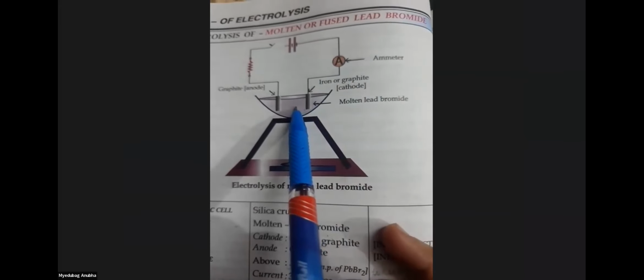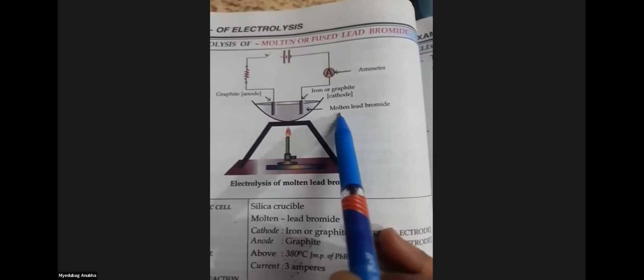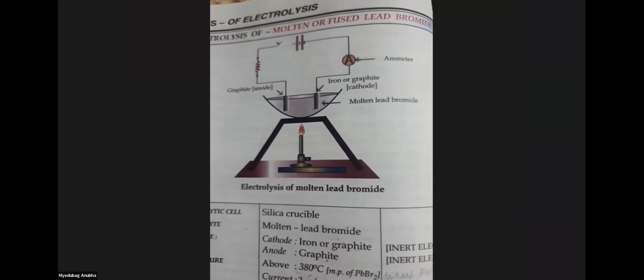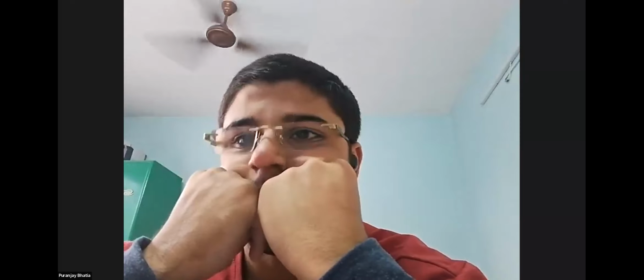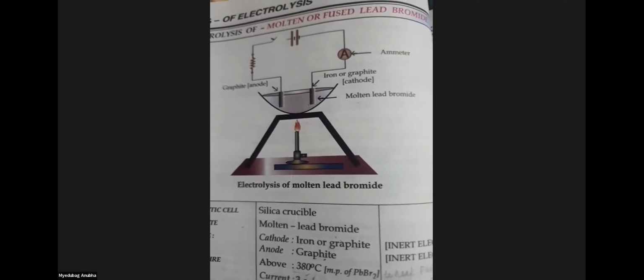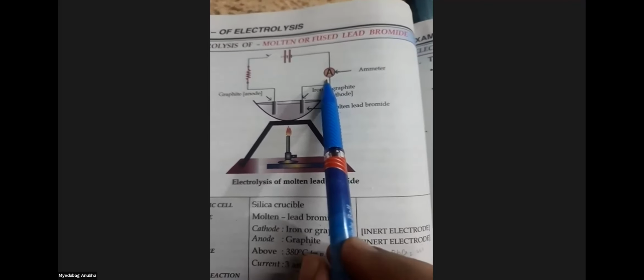Then in the crucible for the electrolyte, we have taken the molten lead bromide. Obviously, we have taken molten because it is going to conduct electricity in the molten state. Then we have connected both the terminals of the electrodes to both the terminals of the battery. The anode is connected to the positive terminal. Then we have a meter here, an ammeter being shown, to measure the amount of current we would be supplying, right?